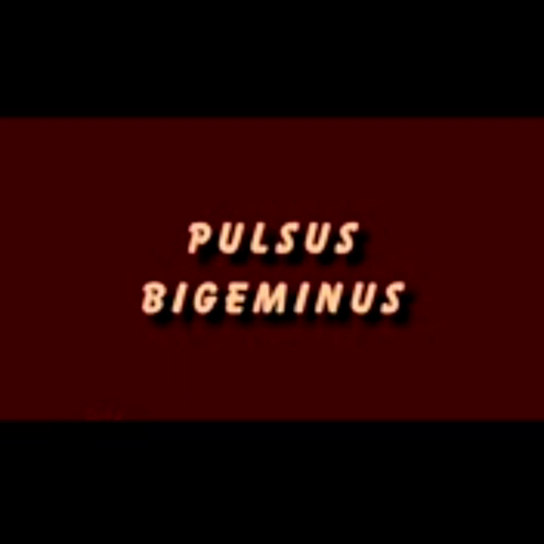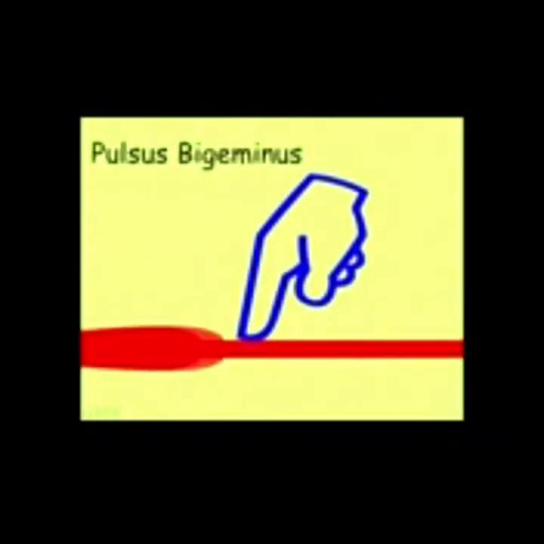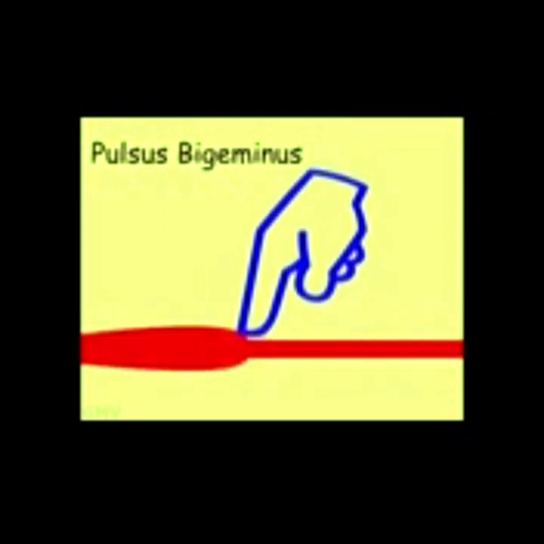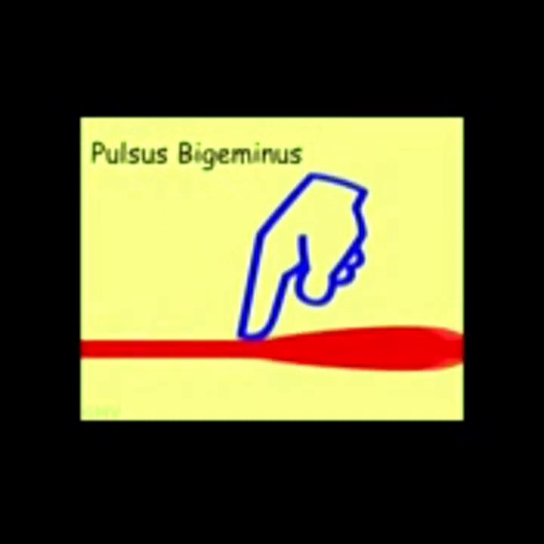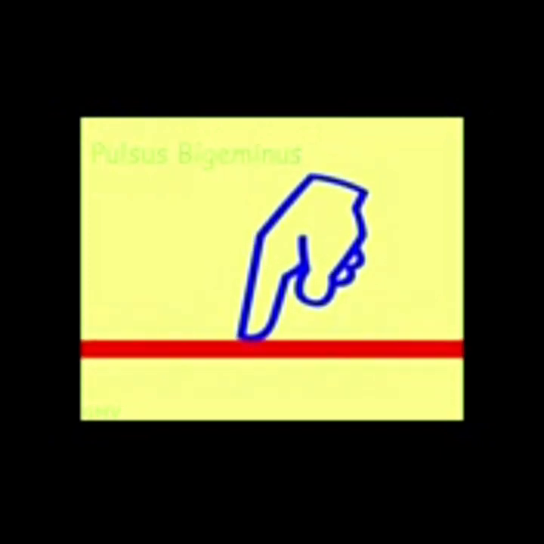Pulsus bigeminus. A normal pulse followed by a premature beat, that is early occurring pulse, and then a compensatory pause, commonly seen in digitalis toxicity. Clinically, it is felt as two close pulse waves followed by a pause.